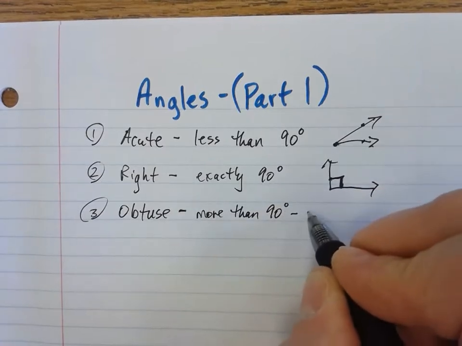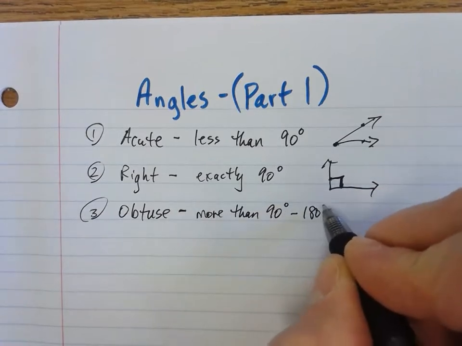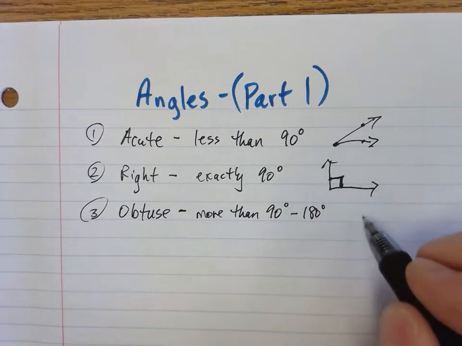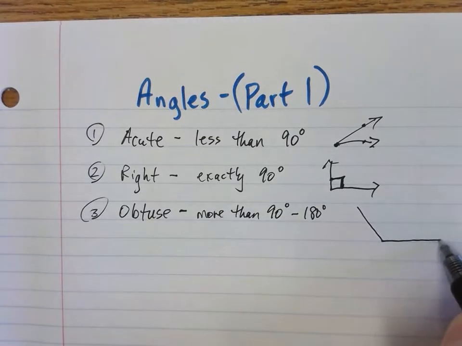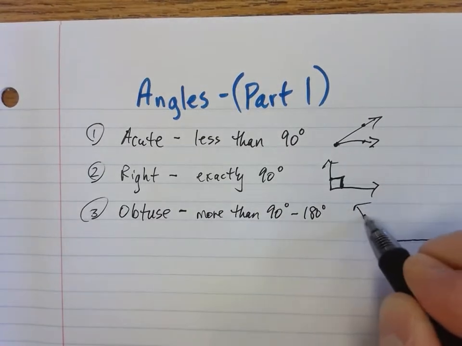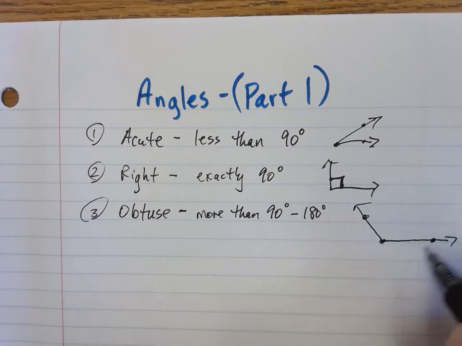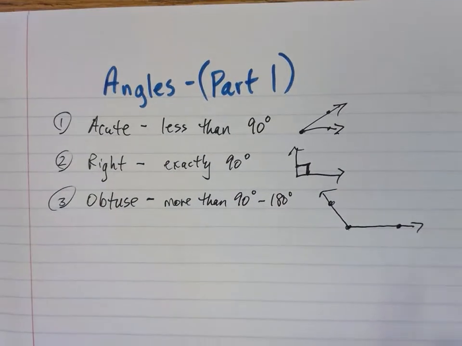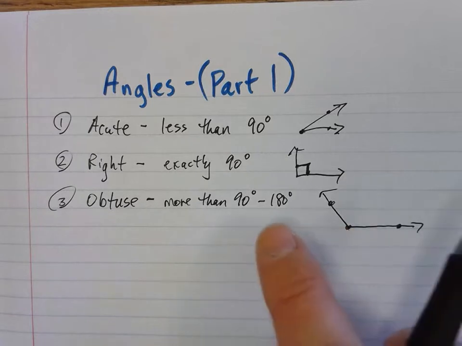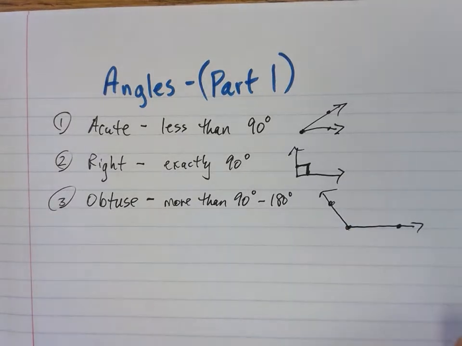And then the ones that are bigger than 90, more than 90 degrees but up to 180, those are obtuse. You normally see something like that, with the two rays coming together, which is more than 90 degrees. So anything from 90 up to 180 is obtuse.